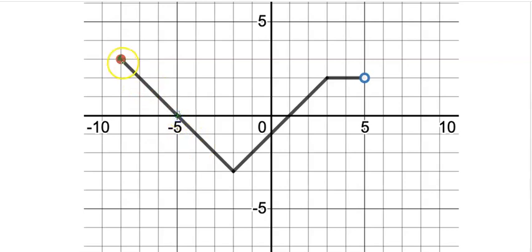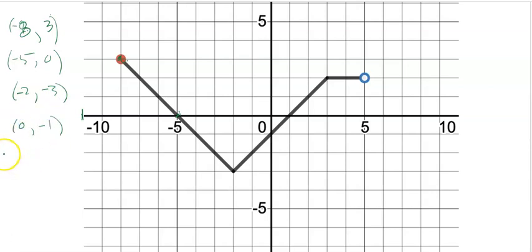We'll look at these. So this is a negative 9... Oh, sorry, that's a negative 8. These are each worth 1, but the 10 is actually over here. That's an x is negative 8, and y is 3. And I have an x is negative 5, and a y is 0. And I have an x is negative 2, and a y is negative 3. And an x is 0, and a y is negative 1. And an x is 1, and a y is 0.